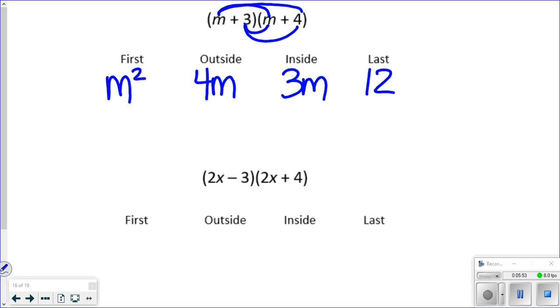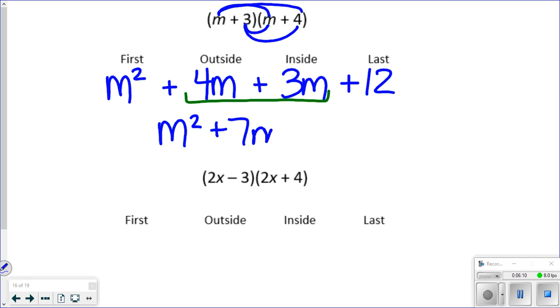Okay. Now, if it helps you, these were all positive, so you can put addition signs in between if that helps. Then don't forget, these are like terms, so we need to combine them together. M squared plus 7m plus 12.